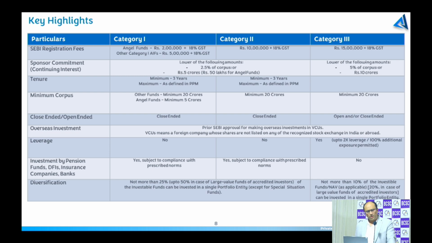Why is this possible? Because category 1 and category 2 funds enjoy pass-through status, while category 3 is taxed at the fund level itself. What is pass-through status? We all understand that for category 1 and category 2 funds, there is no capital gains accruing. Even if I were to liquidate these assets, there is no capital gains accruing at the fund level. Everything is taxed at the individual investor level, as if they had directly made these investments.